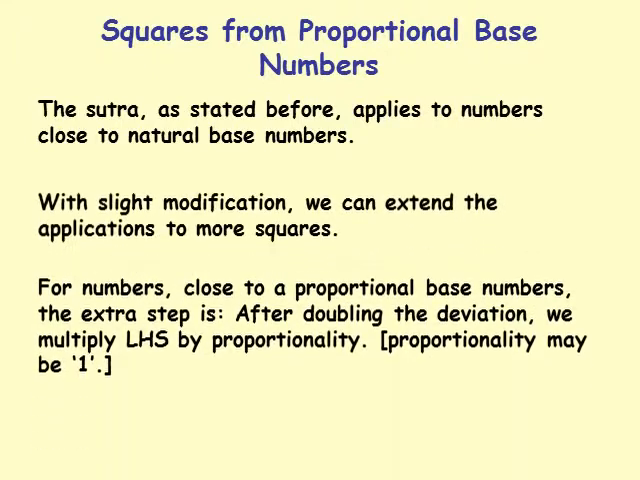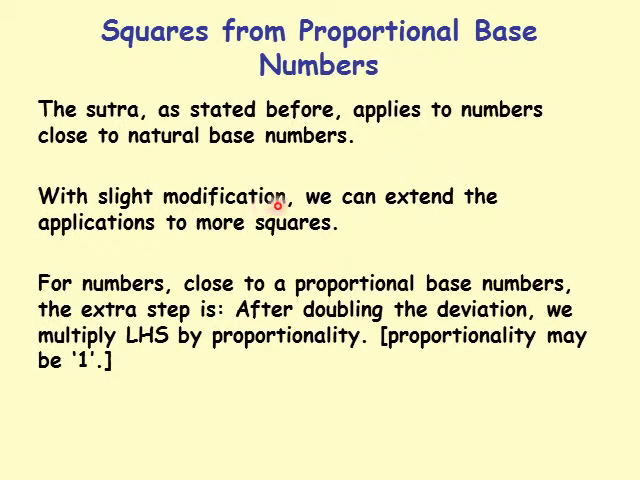Let's continue here. With slight modification, we can extend the application to more squares. For numbers close to a proportional based number, the extra step is, after doubling the deviation, we multiply the left hand side by the proportionality, and this proportionality may be 1. That's what happens in the case of using natural based numbers.